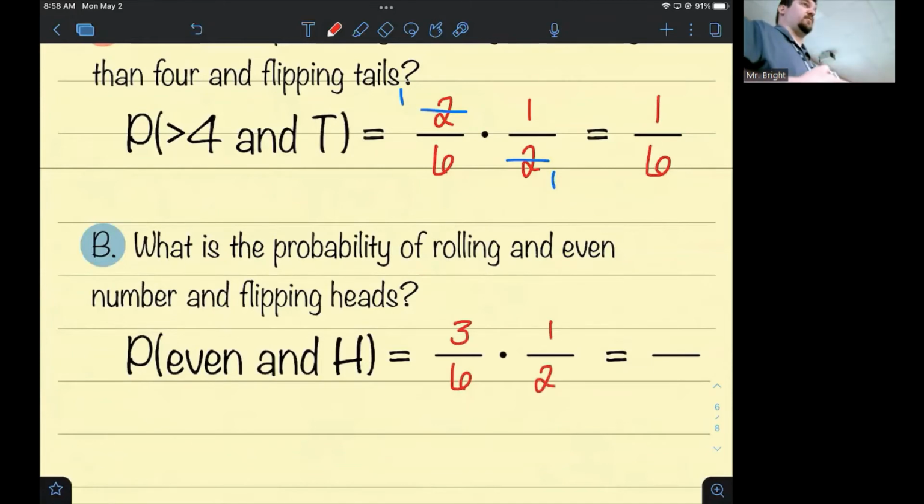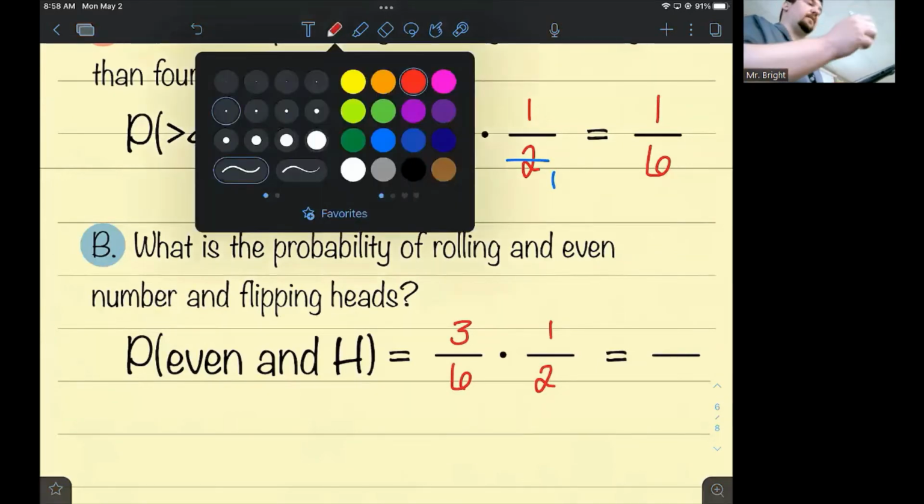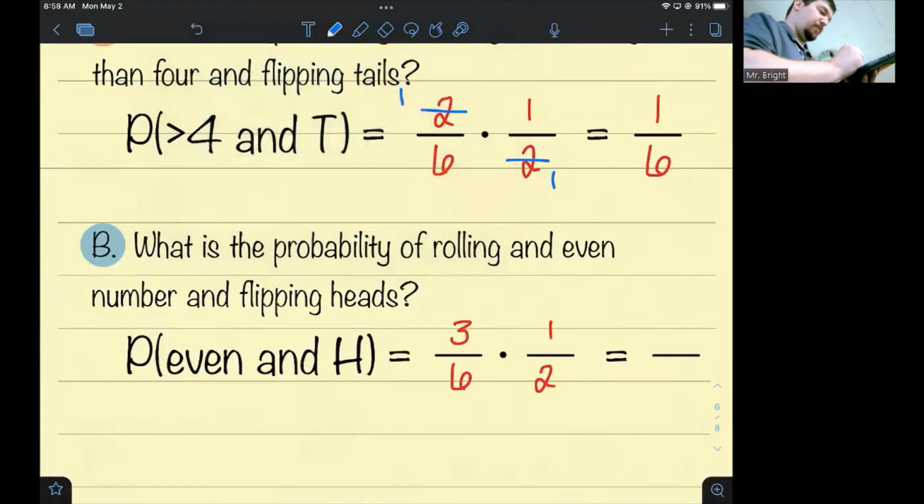Does anything cancel on this one? The 3 and the 6. Don't forget, you can still cancel normally, right? Top and bottom right above each other. The 3 goes into itself once, and the 3 goes into 6 twice. On top, what's 1 times 1? And on bottom, what's 2 times 2? There's your answer.